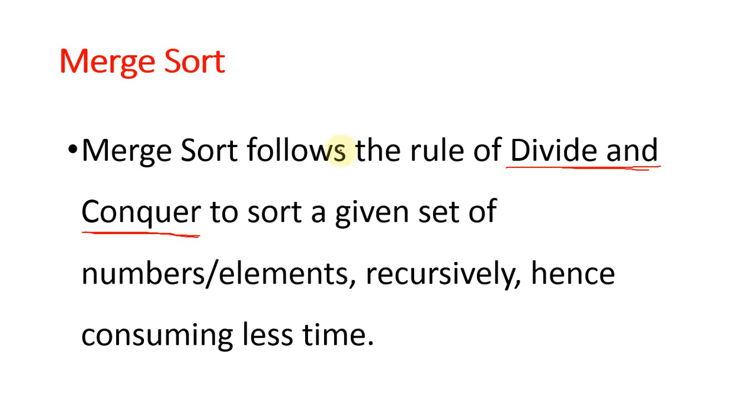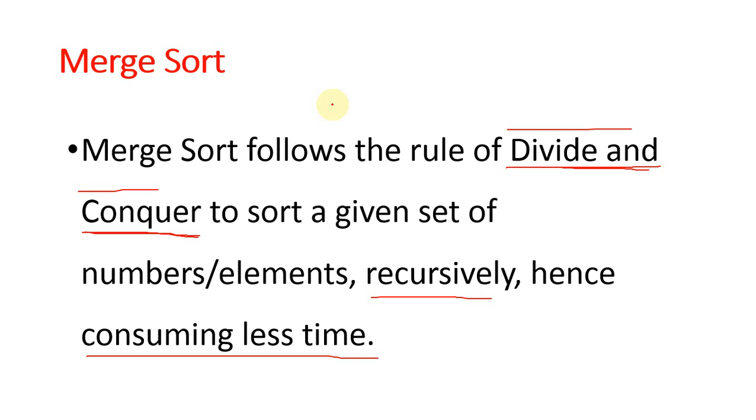Merge sort follows the divide and conquer method to sort the given set of elements recursively, hence consuming less time. Recursively means again and again. If you divide a list into 2 only once, you probably can't find the perfect solution. So you need to go on dividing the list. For example, in this case, we are going to divide the list into 2 until you get a single element.